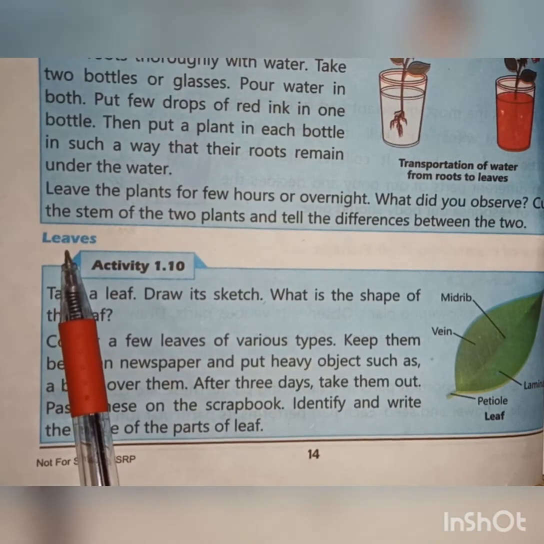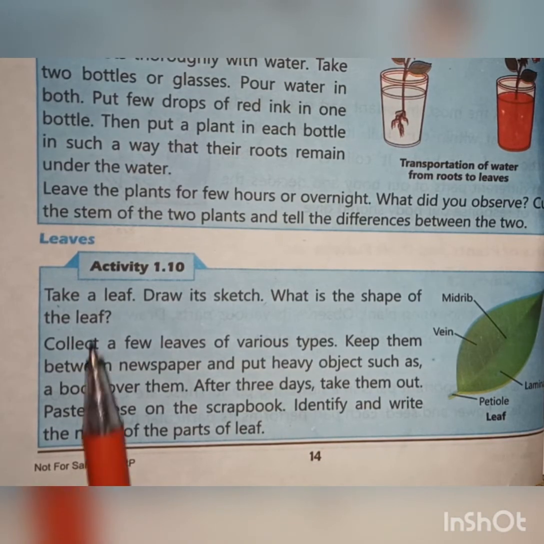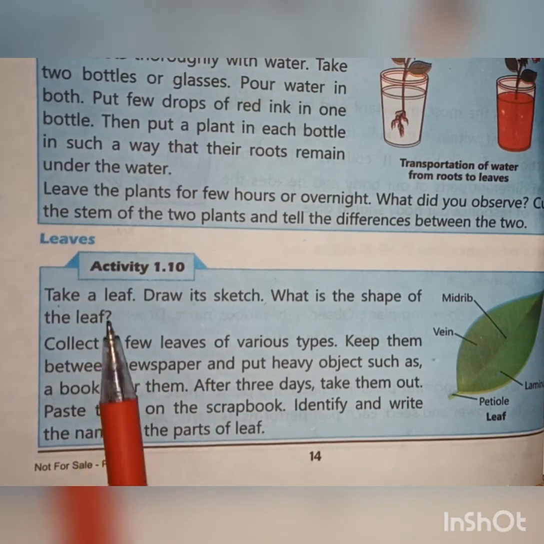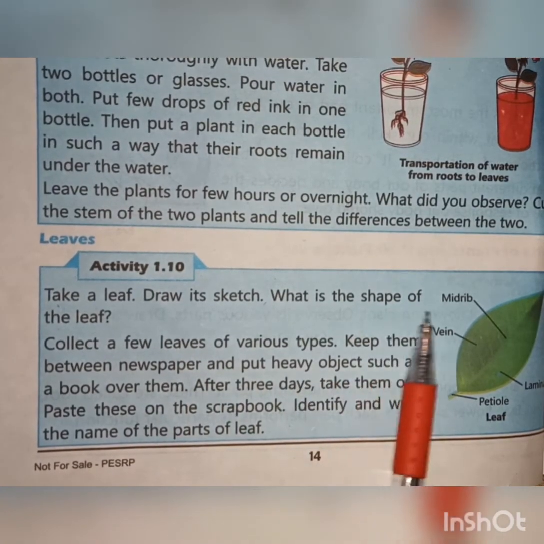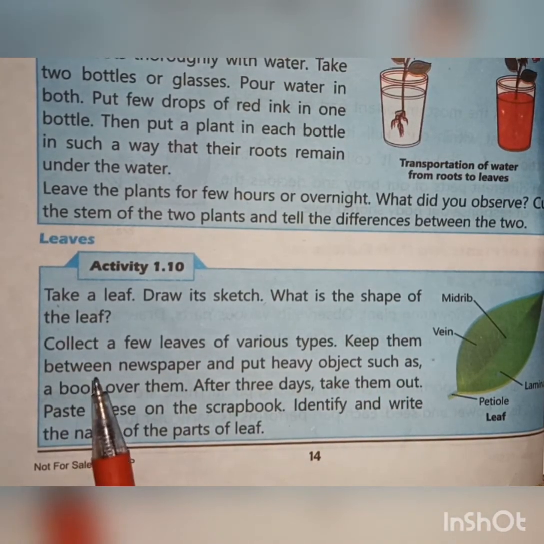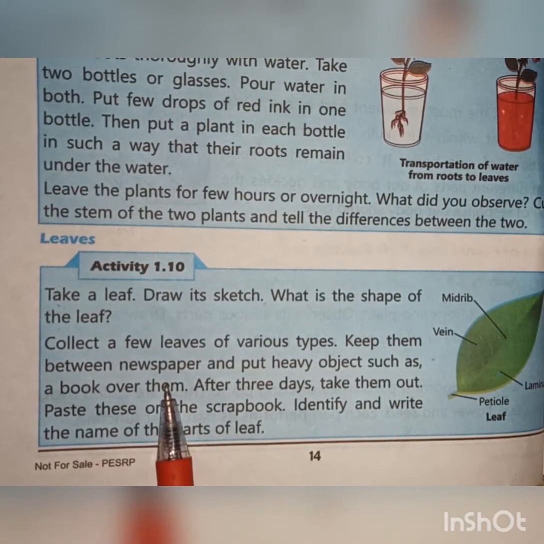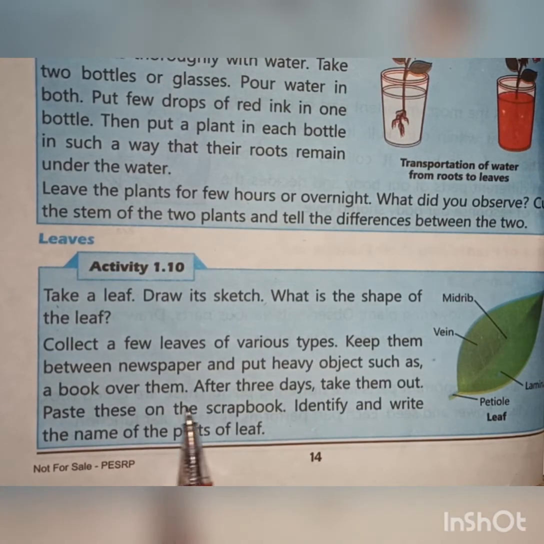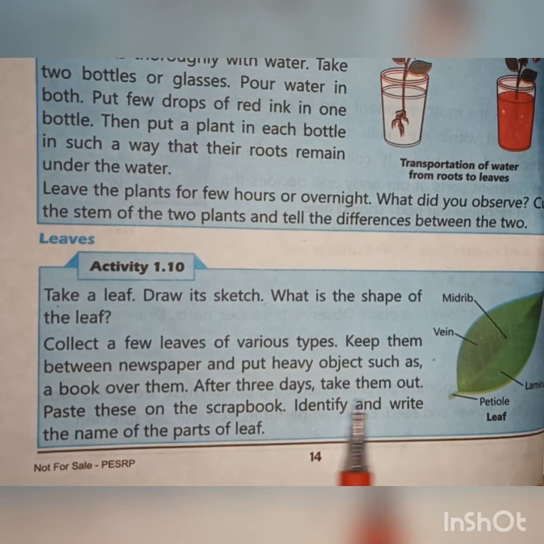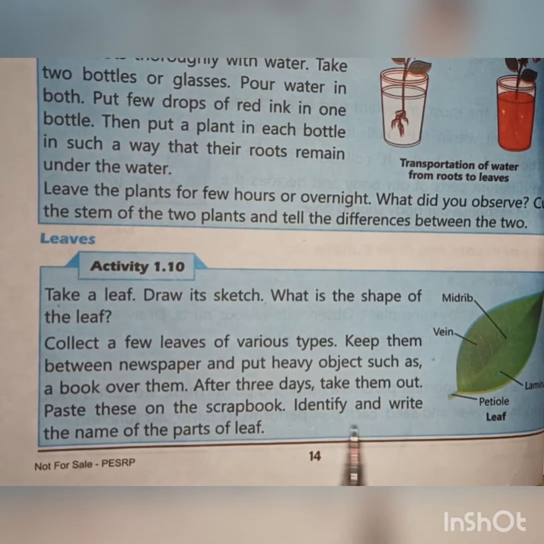Topic is leaves on page number 14. There is an activity number 1.10. Take a leaf, draw its sketch. What is the shape of the leaf? Collect a few leaves of various types, keep them between newspaper and put heavy objects such as a book over them. After 3 days, take them out, paste these on the scrapbook, identify and write the name of the parts of leaf.